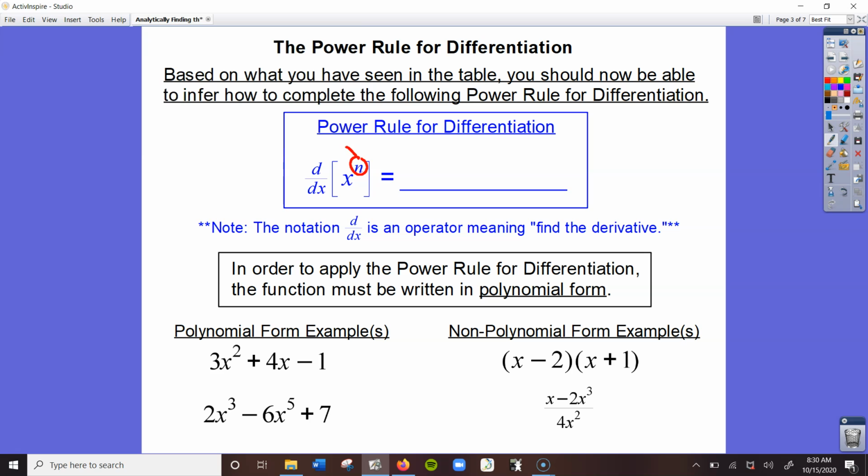We take the n and we multiply with whatever coefficient is in front, so n, and then times x, and you would subtract 1 from the exponent, so n minus 1.